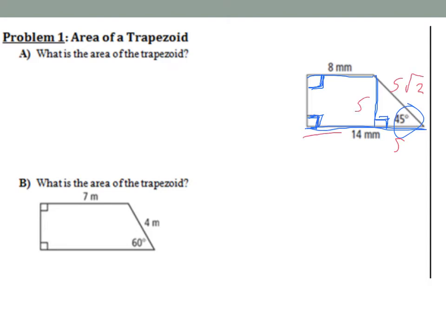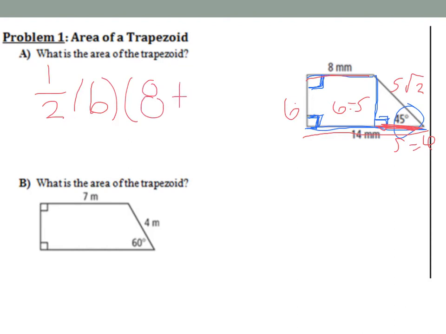Now if this whole thing is 14, and this little part is 8, I can subtract, 14 minus 8 would give me 6. So this length right here would give me 6. And since that's equal to S, that means this is going to be equal to S. That means my height is equal to S. So then I plug it into my formula. 1/2 times 6 is my height, times my base 1 plus my base 2. And my answer here would be 66 millimeters squared.